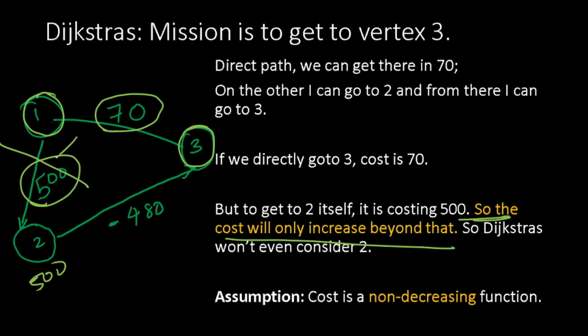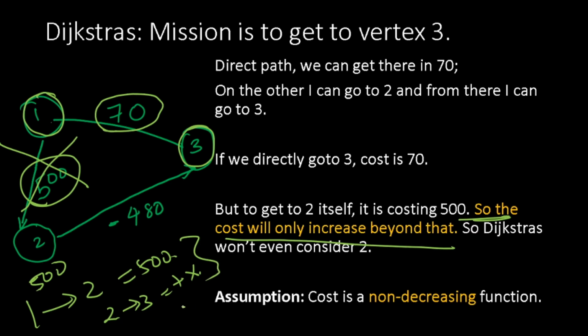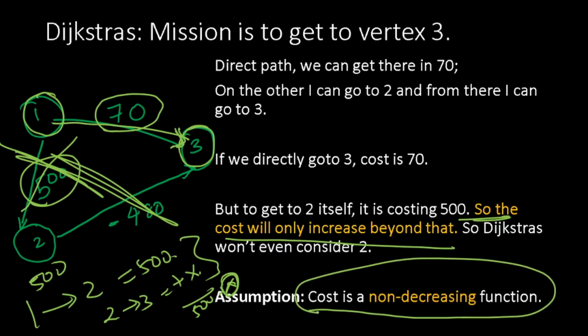So Dijkstra's will not even consider this path because it says if I go from 1 to 2, the cost is 500. If I go from 2 to 3, that will be plus x. So the total cost will be 500 plus x, and x is always positive. So it won't even consider this path, which is the correct answer. 500 minus 480, that is the actual correct answer. But our Dijkstra's will be fooled into taking a longer path because it is greedy. So the basic assumption of Dijkstra's is cost is a non-decreasing function. So the cost will only increase over time.